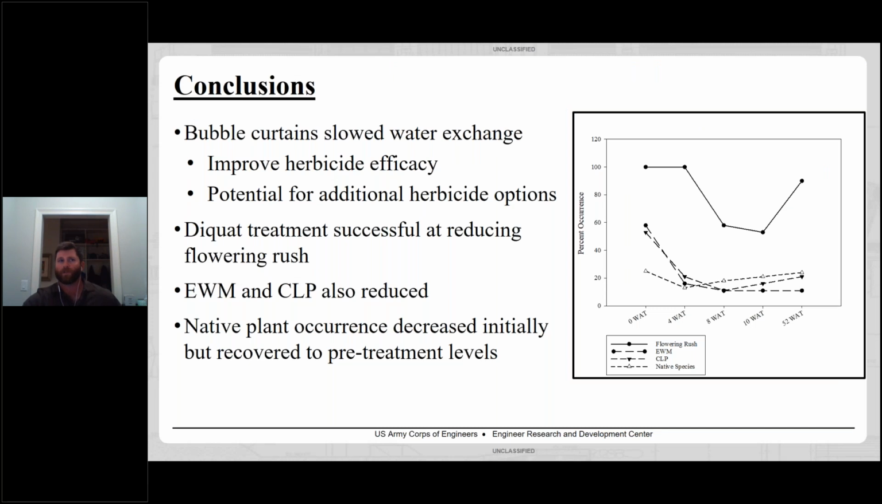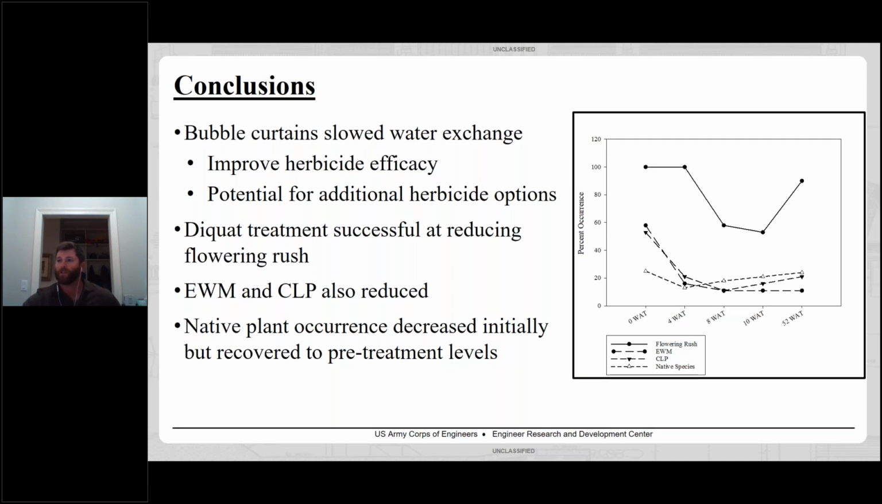So in conclusion, based off our 2018 results, bubble curtain was successful at slowing water exchange, which potentially would improve herbicide efficacy and also lead to potential herbicide options. Dicot treatment was successful at reducing flowering rush by 40% 8 weeks after treatment.